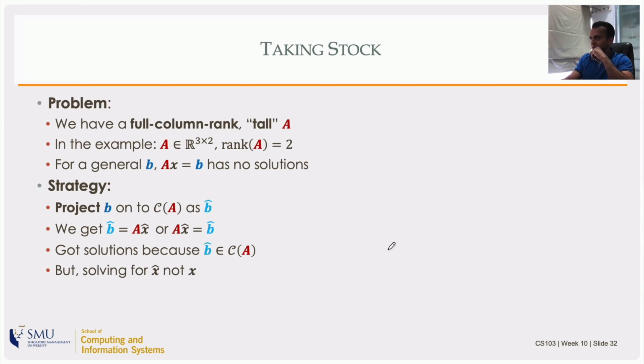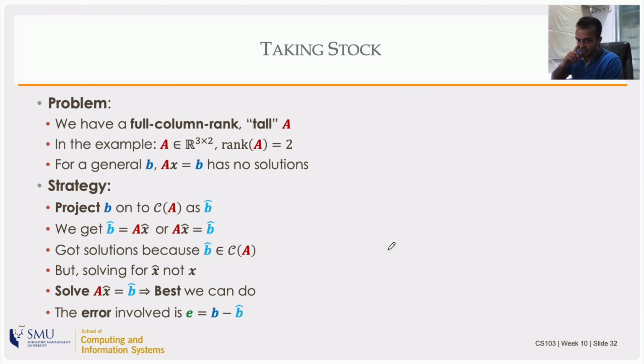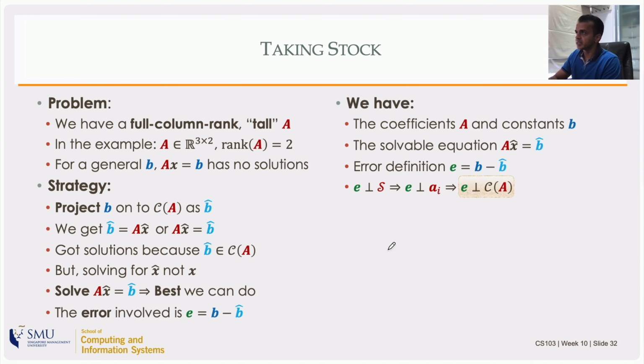But the price that we pay here is that we are not actually solving for x. X doesn't exist, there is no solution really, but we are solving for x hat, the best possible solution, the best approximation to the solution. So that is the best we can do. So there is an error involved here, and the error is quantified or represented by the error vector E, which will be the original constants vector minus the projection onto the column space.